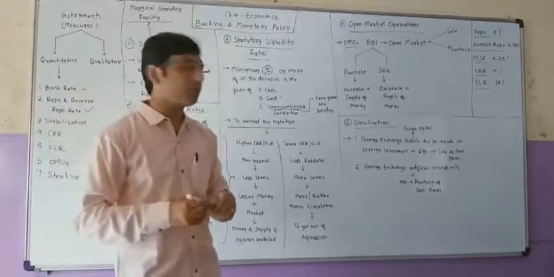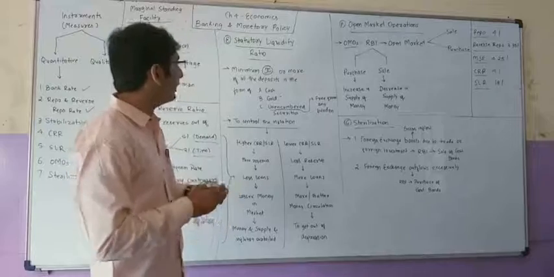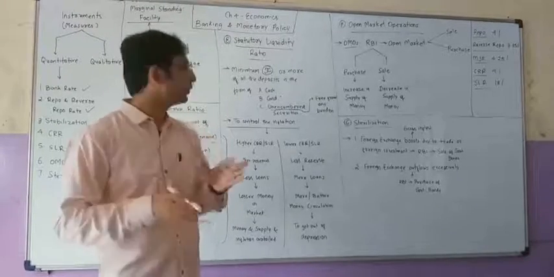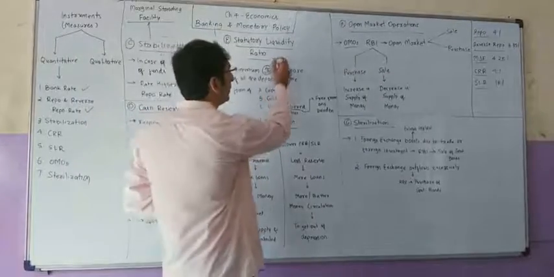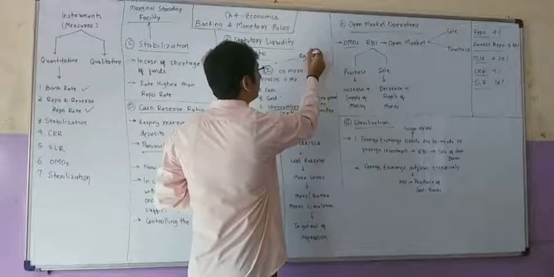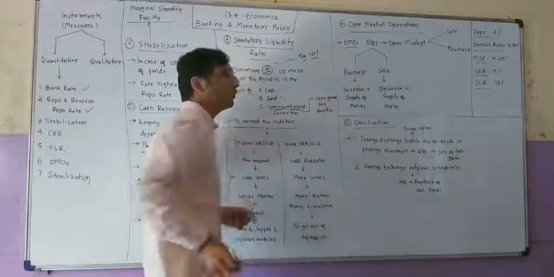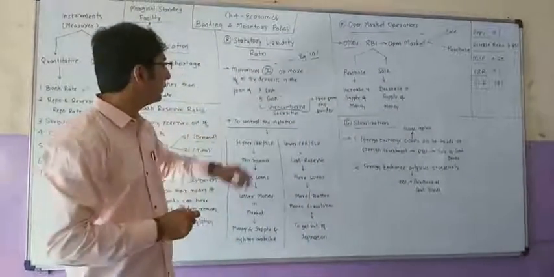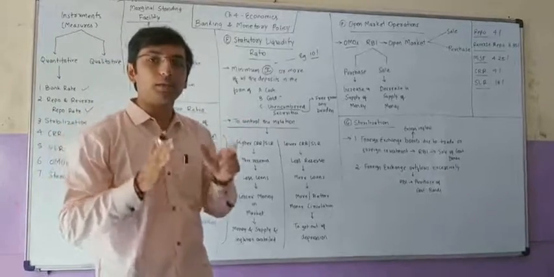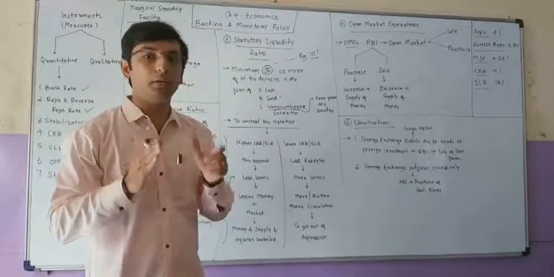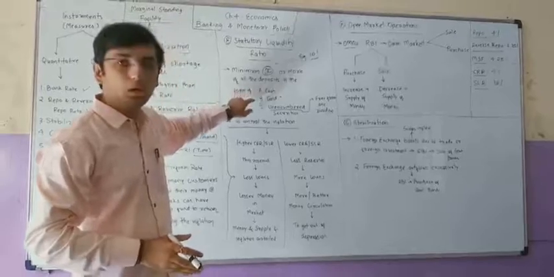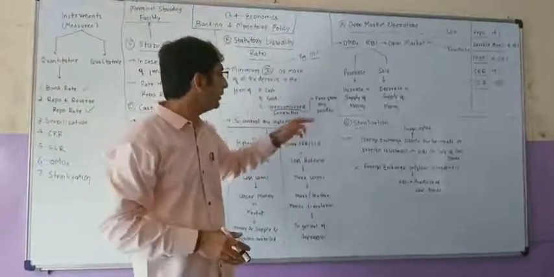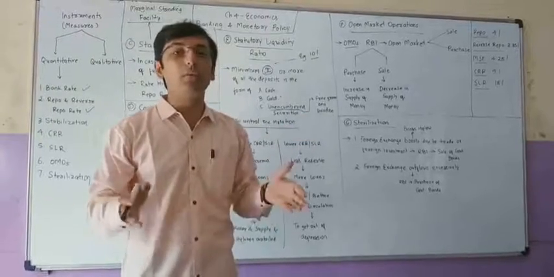Minimum X rate or more of all the deposits in the form of cash, gold and unencumbered securities. So let's take an example: if a bank is holding 1000 rupees as its deposits, and we take this rate to be 10%, the bank is supposed to keep 10% of that 1000 rupees, that is 100 rupees. So that 100 rupees is required to be kept in reserves in the form of cash, gold and unencumbered securities. Unencumbered securities means those securities which are free from any burden.